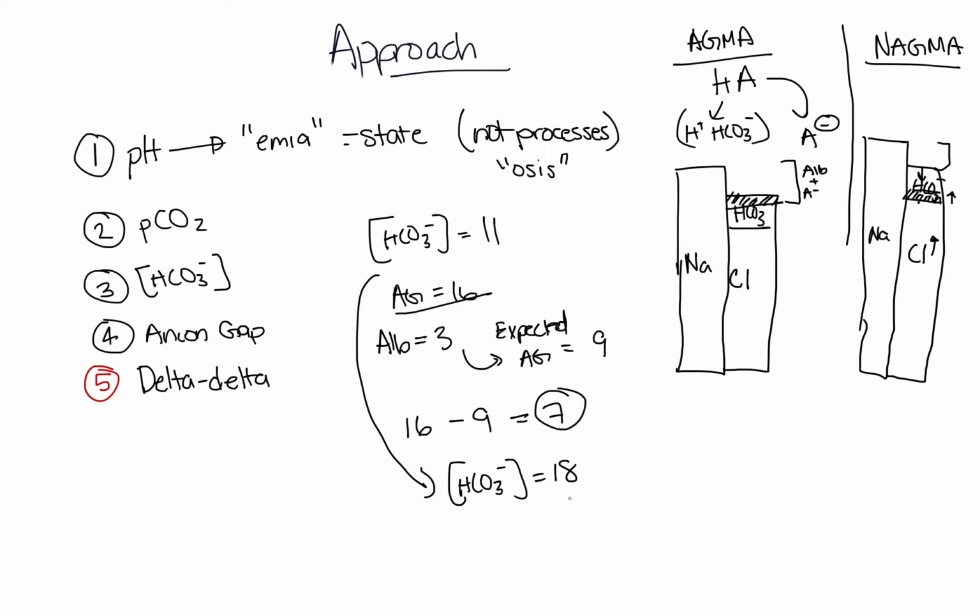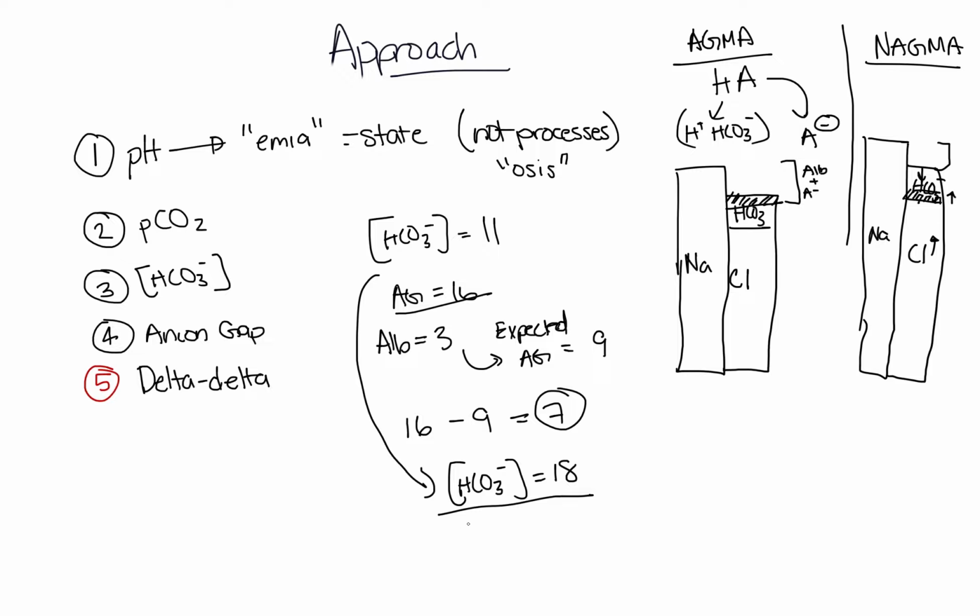And so in this case, we see that the bicarbonate still remains low. If the bicarbonate remains low, that means that the negatively charged molecules that have been introduced in the blood do not take up the entire explanation for why the bicarbonate by itself is lower. And so what this means is that you must have a non-anion gap metabolic acidosis as well.